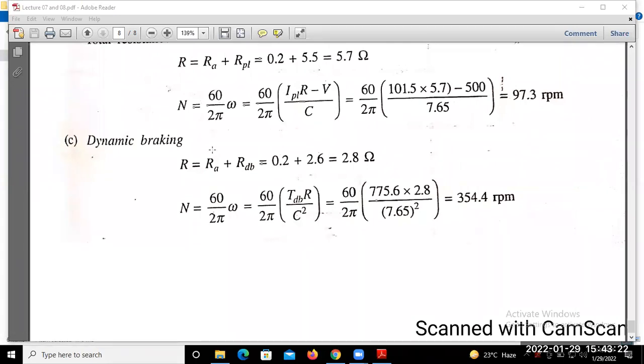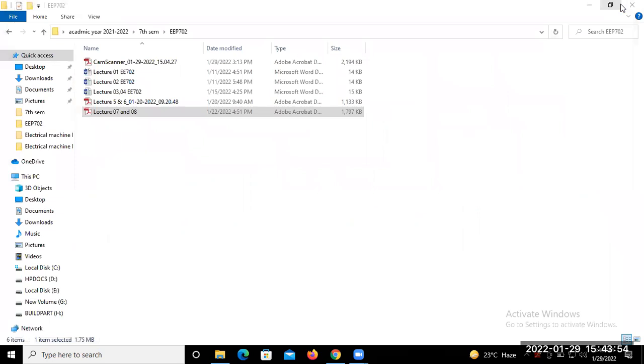So this is for the dynamic braking. Simply, total resistance equals the armature resistance 0.2 plus the external resistance added during dynamic braking, that means 2.6. So the total value is 2.8. Next we want to discuss the speed torque characteristic of the DC series motor. This is all about the DC shunt motor. Whatever I have discussed up to this point is all about the DC shunt motor.